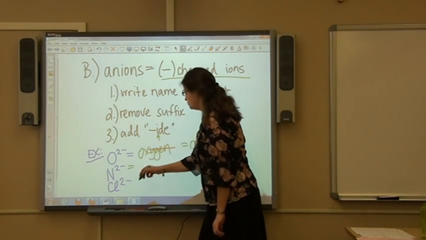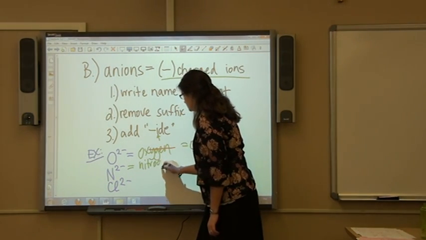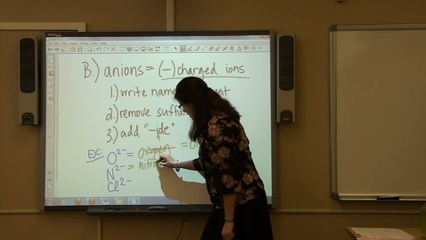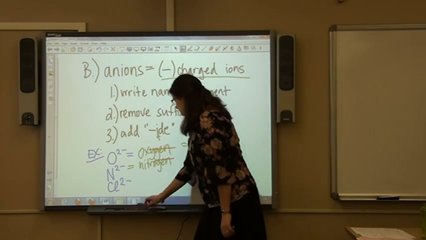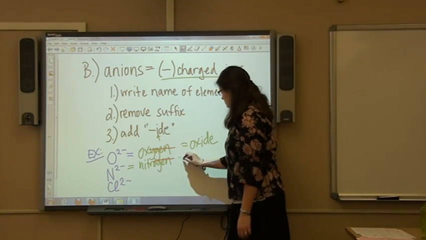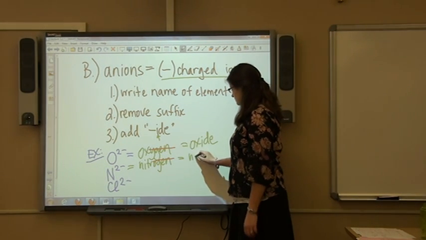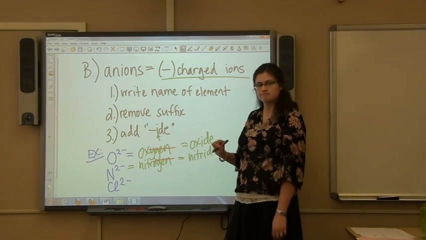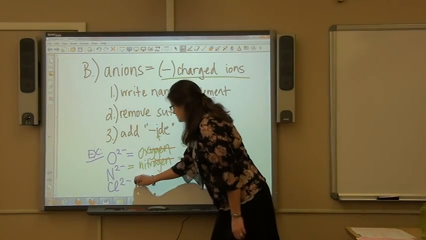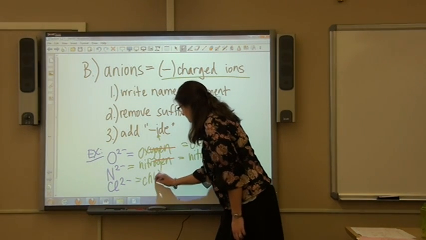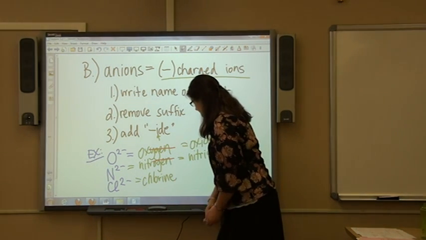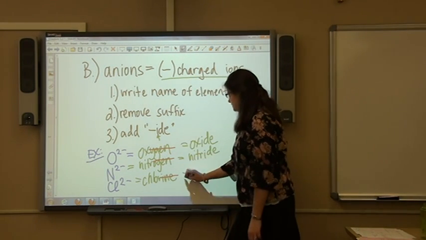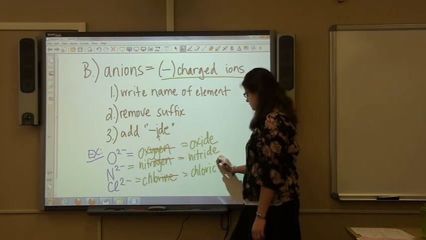For nitrogen, N2-, we'll start with nitrogen. Find your first vowel and take off everything up to there. I should say first vowel from the N. And then you add IDE. So N2- is called nitride. Cl2-, Cl is chlorine. Work backwards and find your first vowel. Replace it with IDE, and you have chloride.